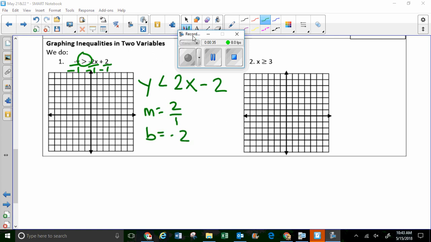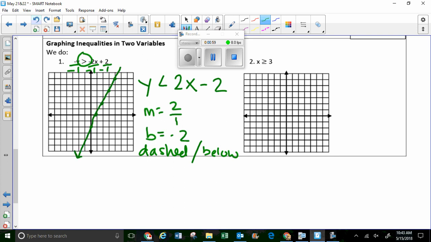And let's go ahead and talk about what type of line. Because there's no "or equal to" underneath, it's going to be a dashed line. And say that symbol to yourself. That's a less than symbol, which means I'm going to shade below. So start at -2, go up to right 1, up to right 1, up to right 1, up to right 1.